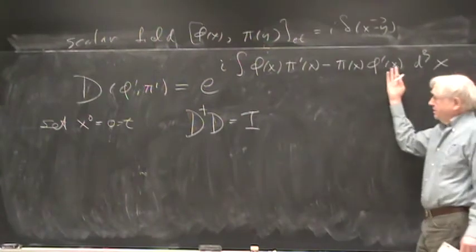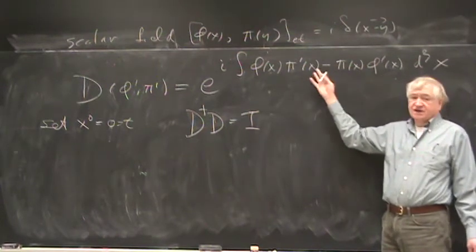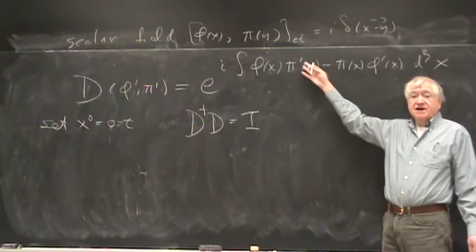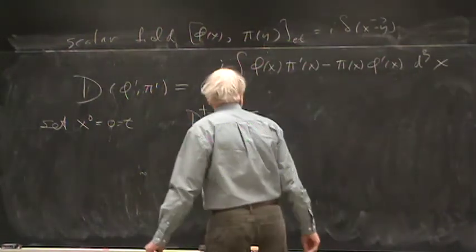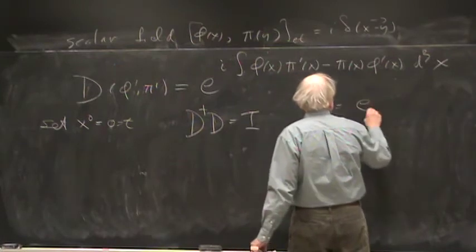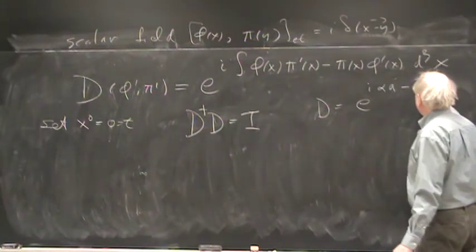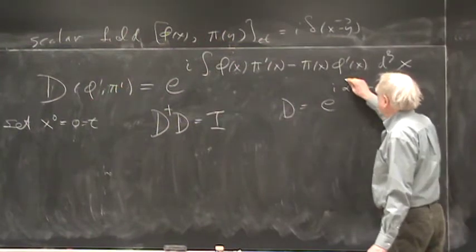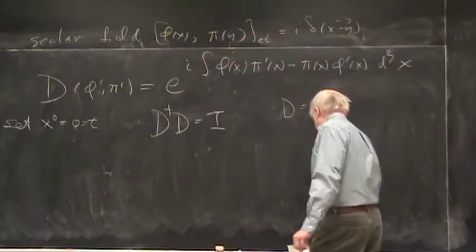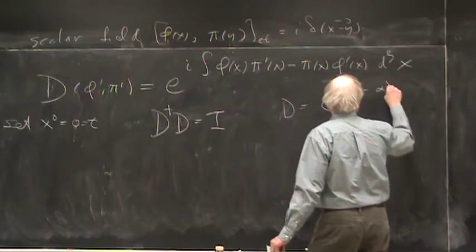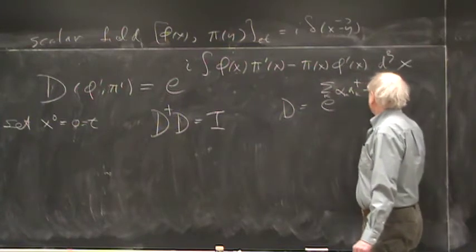Secondly, if you expand phi and pi in terms of annihilation and creation operators, this is an exponential of i times a Hermitian linear form in a and a dagger. So D is of the form e to the alpha a dagger minus alpha star a, summed over the various Fourier modes.